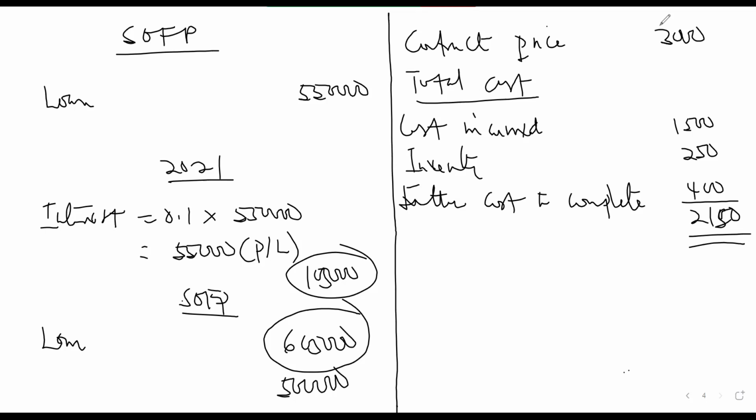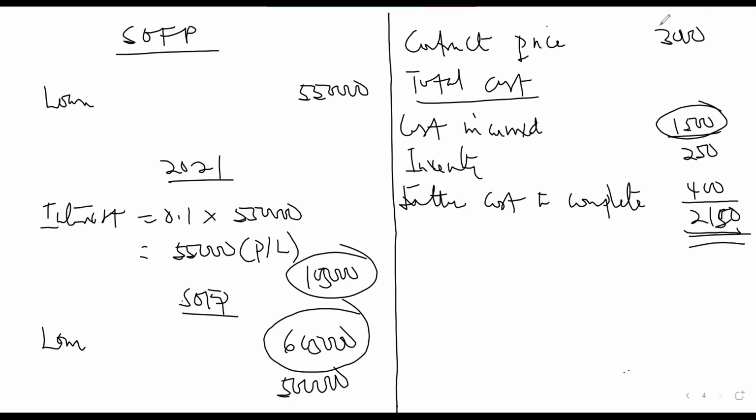Sometimes the question can ask you to find a profit straightforward. For you to find a profit straightforward, you just ask yourself, what's the total profit that you'll be getting on a contract? It will be the 3,000 minus the total cost of 2,150. That will be 850. Okay. What is the portion of the profit that I will be recognizing now? I've incurred a cost of 1,500. So I'll just do 1,500 divided by 2,150 multiplied by the profits.